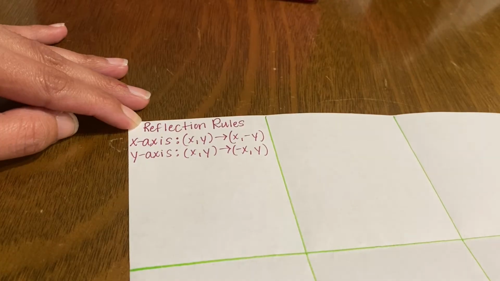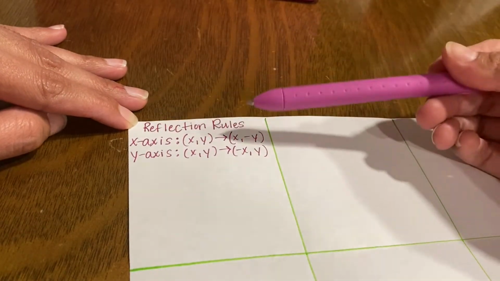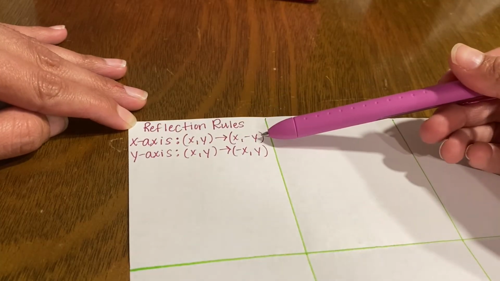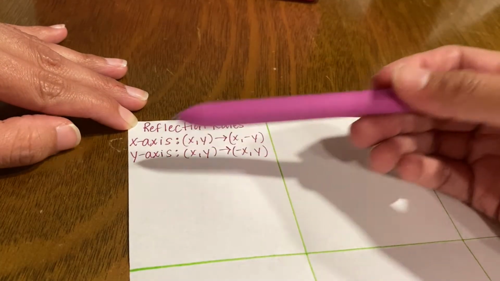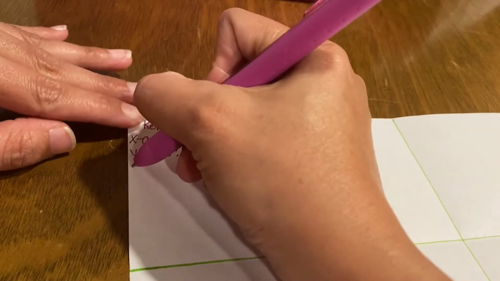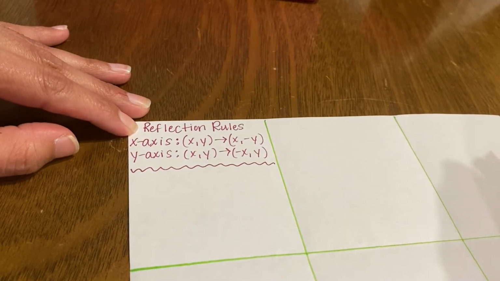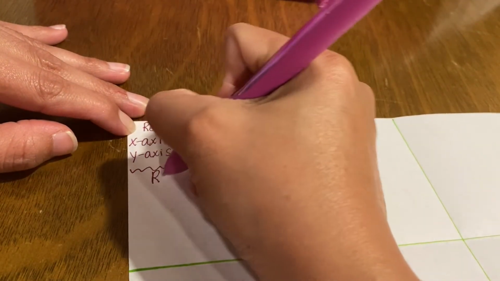Okay, so I taught you guys a trick in class to memorize these. The x-axis, the opposite one will be negative, so the y is negative. The y-axis, the opposite one is negative, so the x will be negative. Go ahead and break your box up right here. And underneath it, we're gonna put our rotation rules.